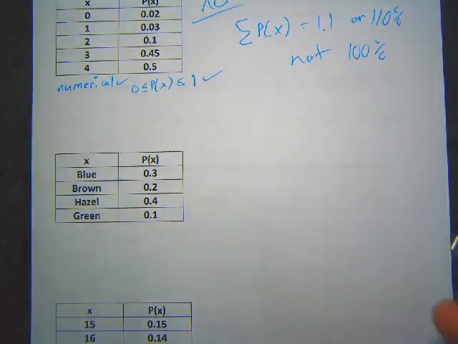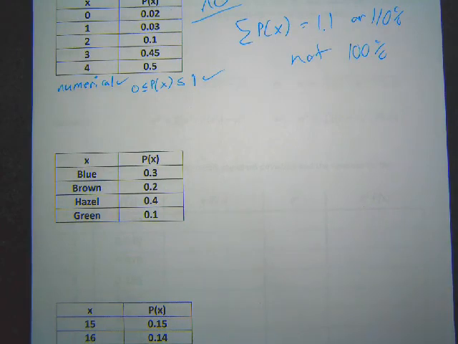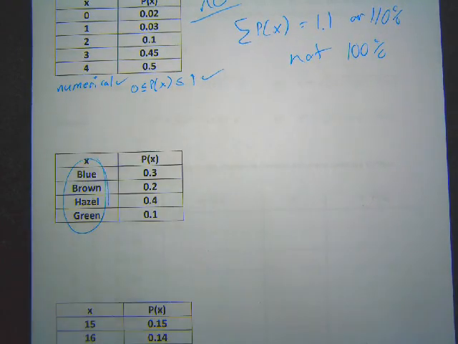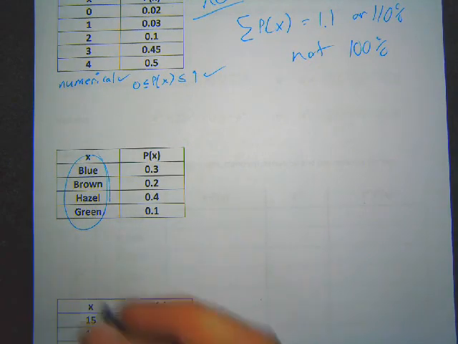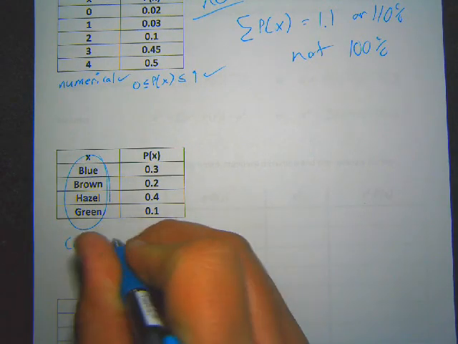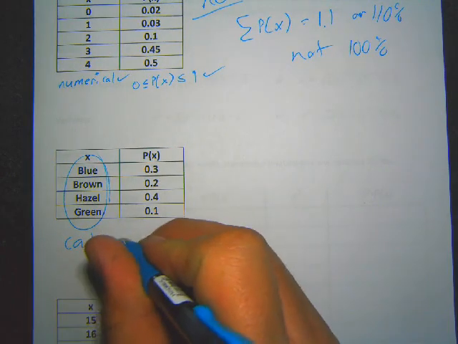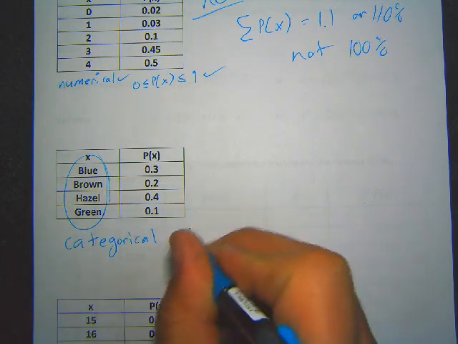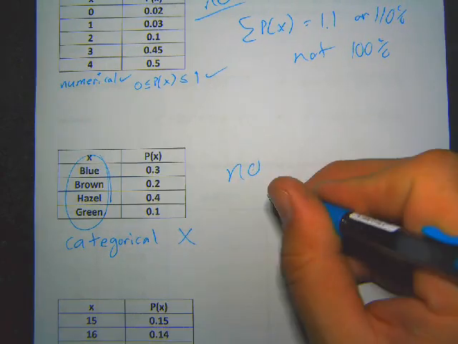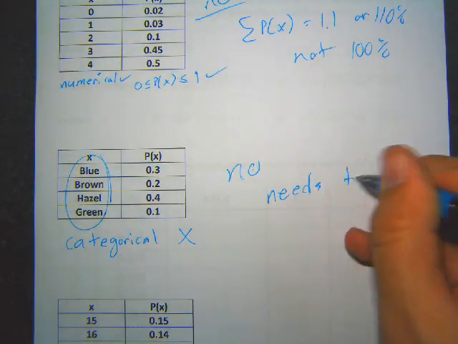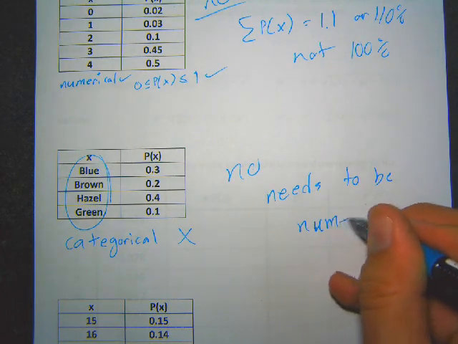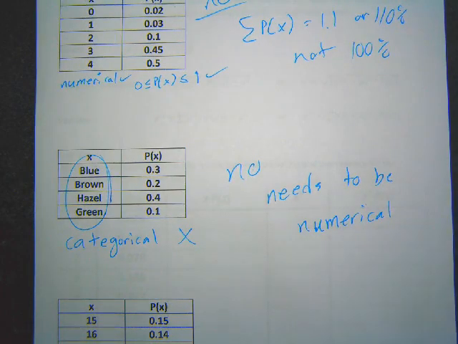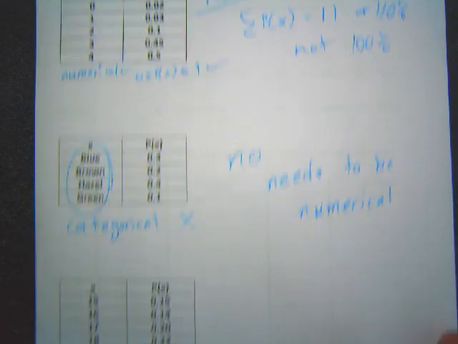Next one, again, the first thing we look for is whether it's numerical or categorical, and these are categories. They're not numerical values. These are categorical labels. So if it's categorical data, it's not a proper probability distribution. We're looking at numerical data. So this does not work. It needs to be numerical, or otherwise it doesn't really make sense to make a probability distribution out of it.